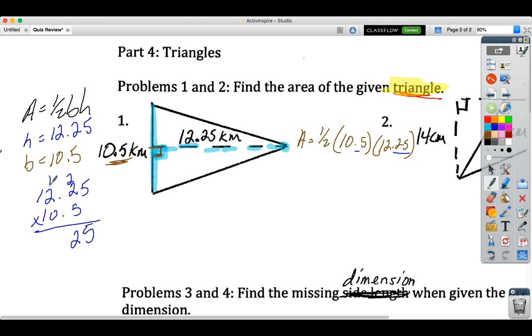5 times 2 is 10, plus 1 is 11. So we put the 1 and carry the 1. 5 times 1 is 5, plus 1 is 6. All right, now I'm moving to the next number, to the next digit, which is going to be that 0.